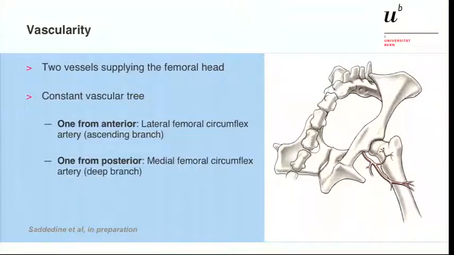We also found a posterior vessel that supplies the femoral head, which comes from the medial femoral circumflex artery. That's the actual retinaculum, the superior retinaculum of the human hip. And it's also the deep branch, but it doesn't go to the superior portion of the acetabulum. It does go to the posterior aspect of the femoral head.